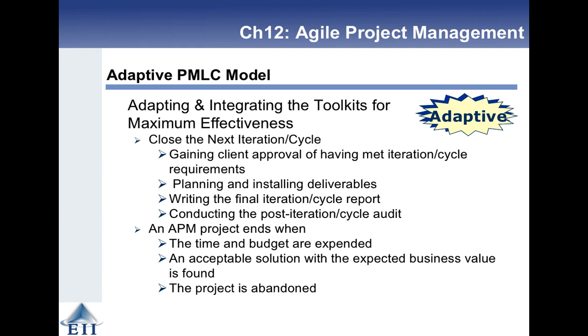So when you're closing, you need to get client approval. You need to install the deliverables. You need to write the final report, and you need to put together a post-iteration cycle audit. An Agile project management project ends when the time and budget is expended, an acceptable solution with the expected business value is planned, or the project is abandoned.